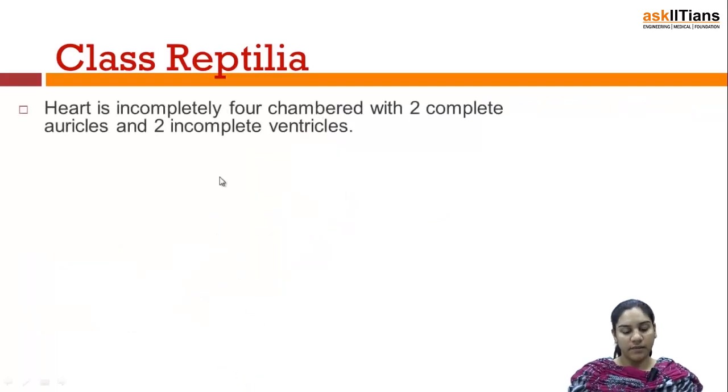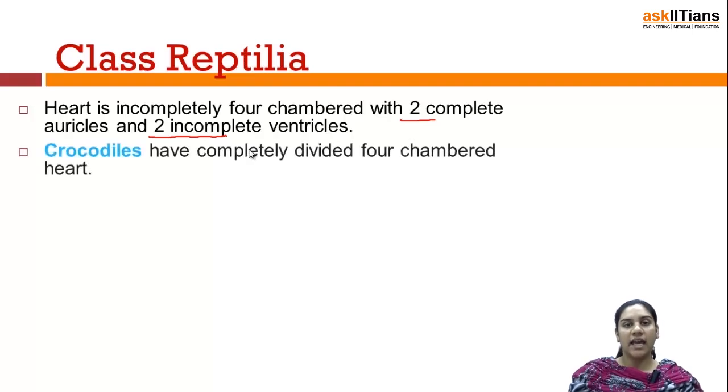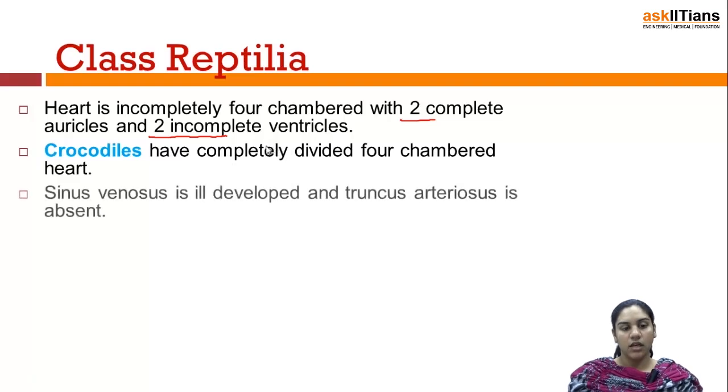The heart is incompletely 4-chambered with 2 complete auricles and 2 incomplete ventricles. So the auricles are completely separated, but the ventricles are not completely separated. The crocodiles have completely divided 4-chambered heart with 2 completely divided auricles and 2 completely divided ventricles. The sinus venosus is ill-developed and the truncus arteriosus is absent.